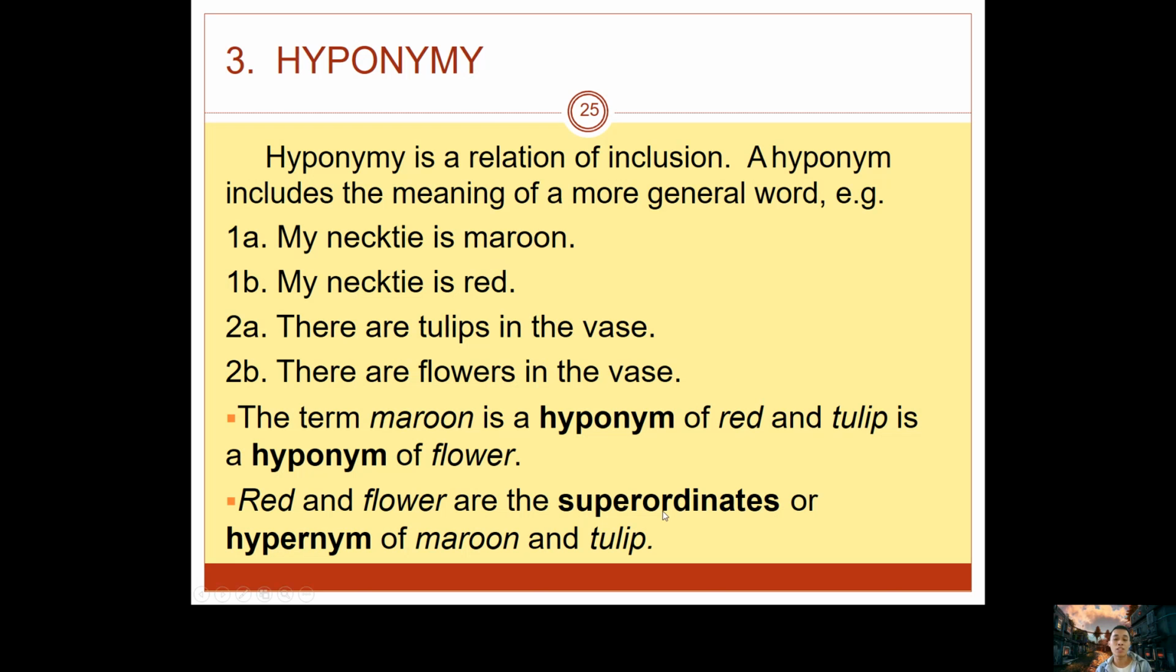So maroon and tulip are just a part of red and flower. Maroon is just a part of red. Red is not maroon, but maroon is red, right? And the part of flower is tulip, and tulip is a flower. But flower can also be of other flowers.